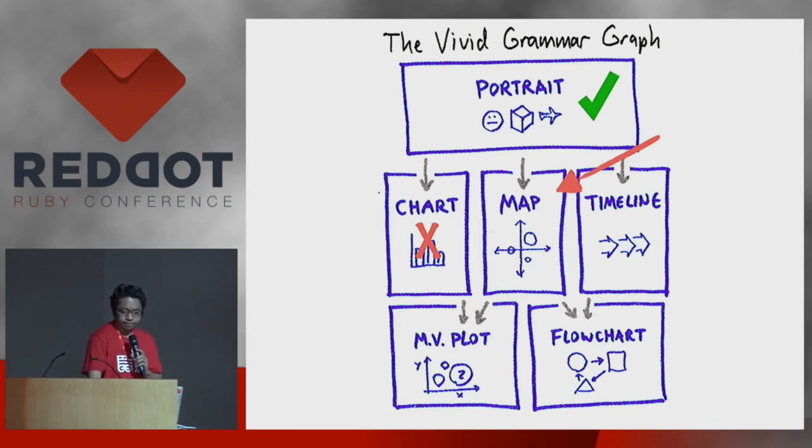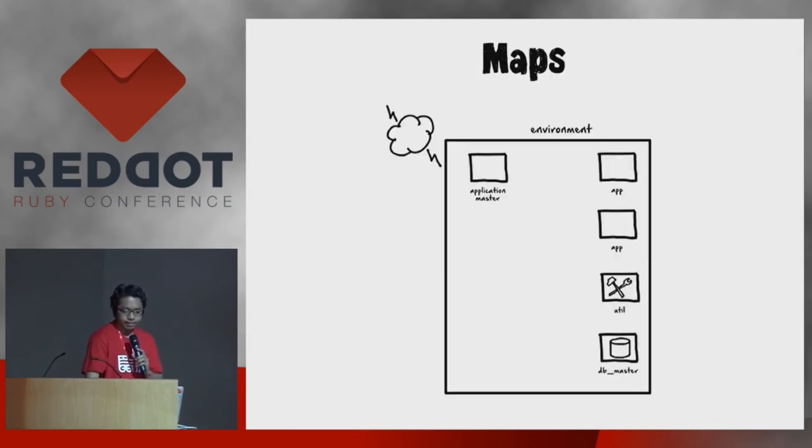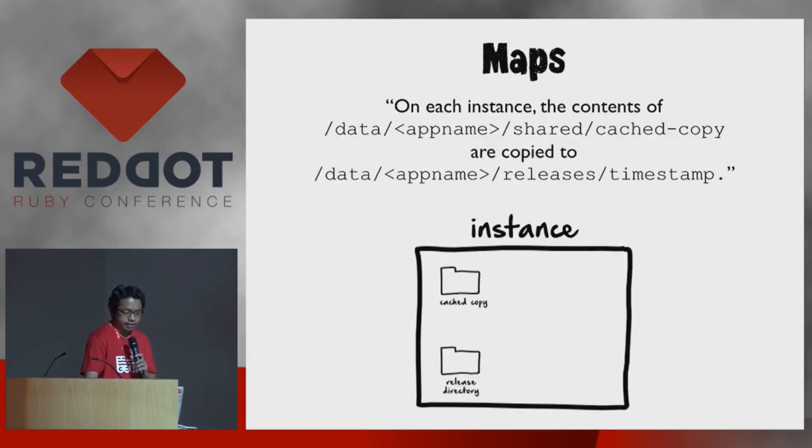And we create the map. So maps, a map lets you show how each of the elements relate to each other. Like this thing is inside that, this is running on top of that, stuff like that. Like this, on each instance, the contents of this are copied to that. So there, you show the what's inside what relationship using a map.